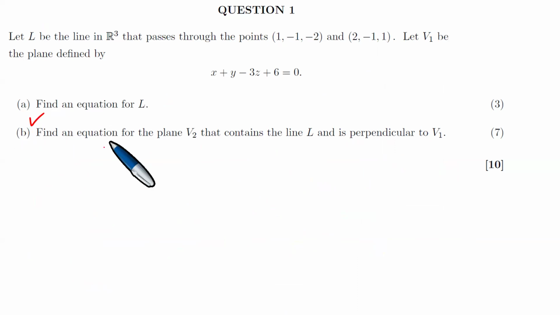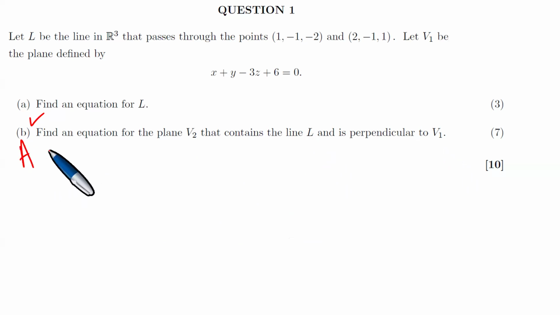Right, next we're going to look at part B. Find an equation for the plane V2 that contains the line L and is perpendicular to V1. A couple of things therefore remain very important to say. How do we then find an equation for the plane V2 that contains the line L and is perpendicular to V1? So let's start. This is how we're going to present a solution to this.